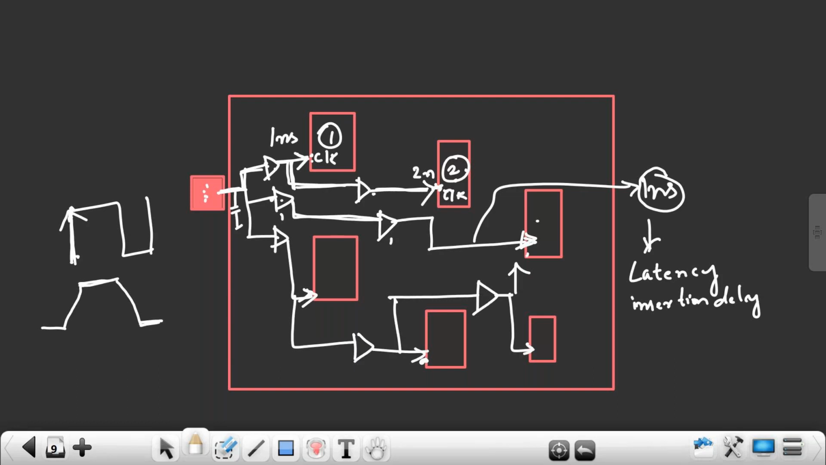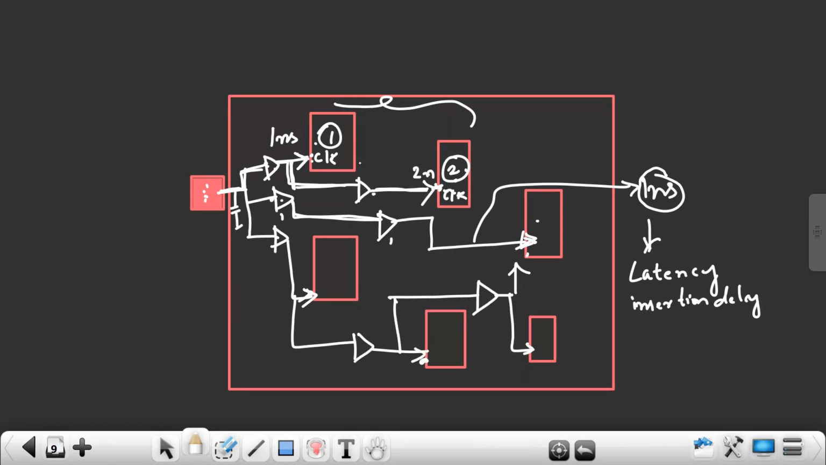That is called insertion delay or latency: the time taken by the clock to reach the clock pins from the clock port. What is clock skew? Clock skew is the difference in time of the clock reaching the clock pins of the flip-flops. So if I find skew between these two flip-flops, skew is always between two flip-flops.